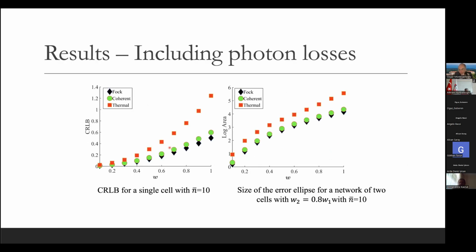It is very similar to the more complex network model. Coherent and Fock states perform similarly. Fock state is a little bit better, and thermal state becomes progressively worse. If the network structure is also taken into account, this is the same trend. Okay. So when you add the complexity of the retinal network, when you also add additional loss mechanisms, you still perform better than the classical light.